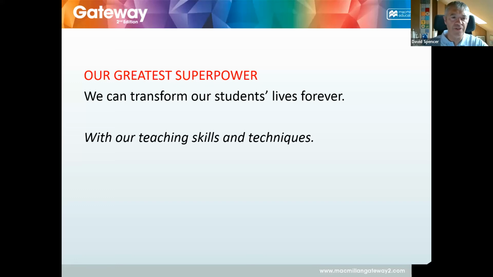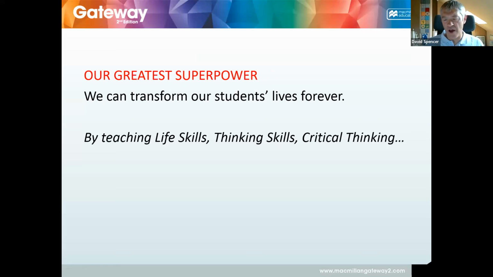English is a lingua franca that hopefully one day can lead to understanding between the students of today who are the citizens of tomorrow. Apart from teaching skills and techniques, I think we can transform our students' lives by teaching life skills, by teaching thinking skills, by teaching critical thinking. These are not part of an English syllabus, but they are part of such an incredibly useful syllabus for our teenage students. By teaching life skills, we're preparing them for the challenges of life outside the classroom.